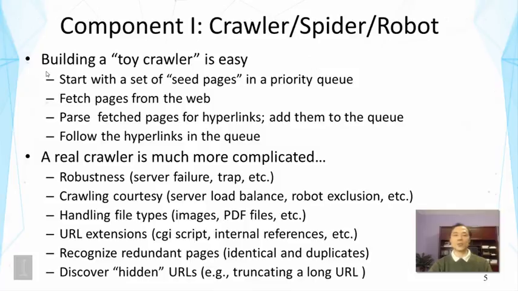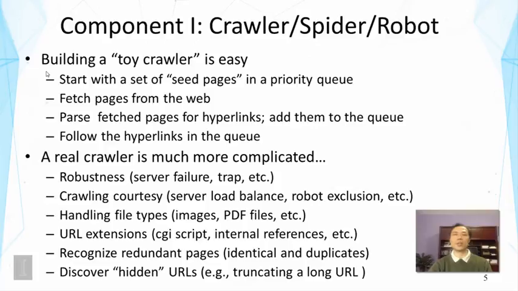There is also this issue of crawling courtesy, and you don't want to overload one particular server with many crawling requests, right? And you have to respect the robot exclusion protocol. You also need to handle different types of files. There are images, PDF files, all kinds of formats on the web. And you also have to consider URL extension. So sometimes those are CGI scripts, and there are internal references, etc.